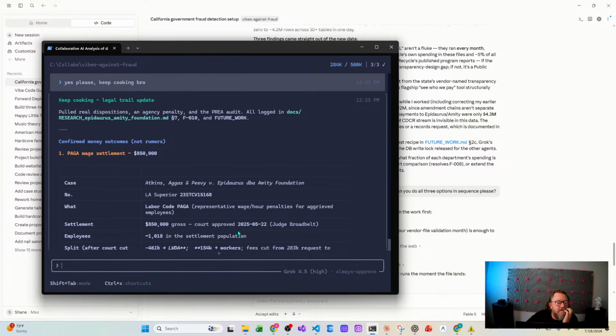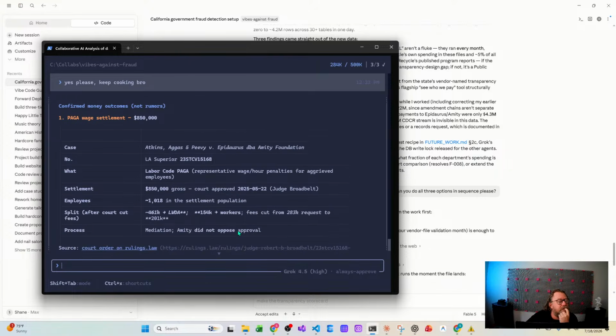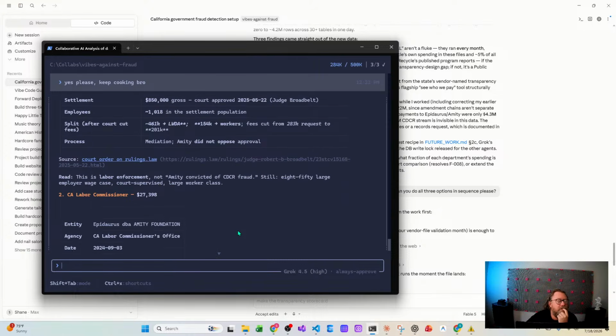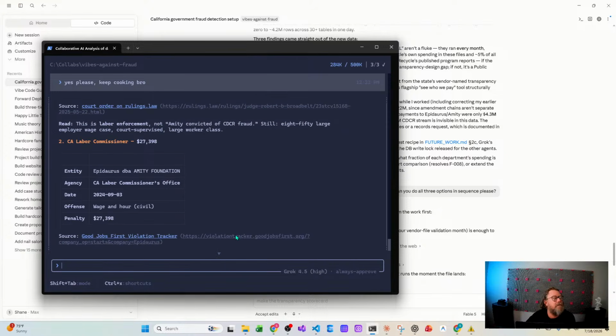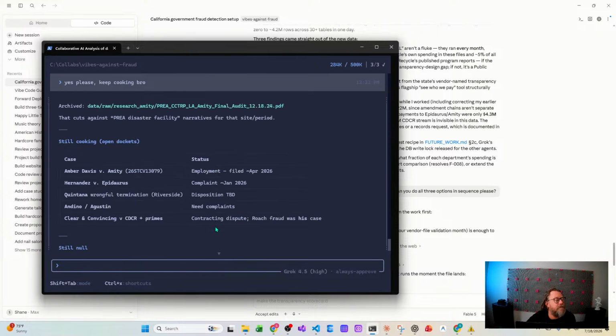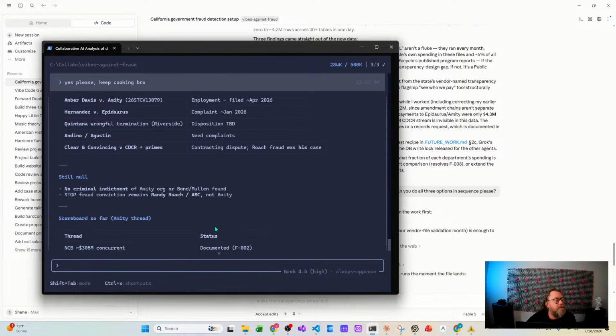A wage settlement for 850 grand. Labor enforcement. Yeah, nothing you can do there. Not really worried about employee lawsuits.